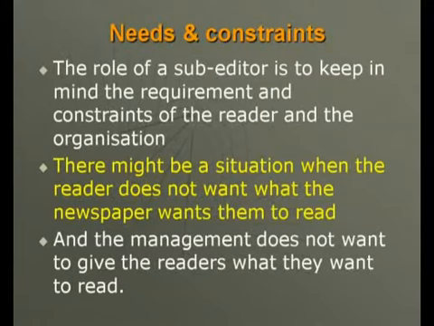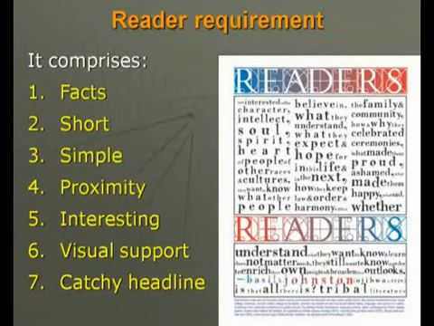There often might be a situation when the reader does not necessarily want what the newspaper management wants them to read, and vice versa. The management perhaps does not want to give the readers what they would want to read. So, what is the reader requirement in terms of text in a journal? It comprises facts, short, simple, proximity, interesting, visual support, and catchy headline. Ensuring that readers get what they want is the primary job of the sub-editor.